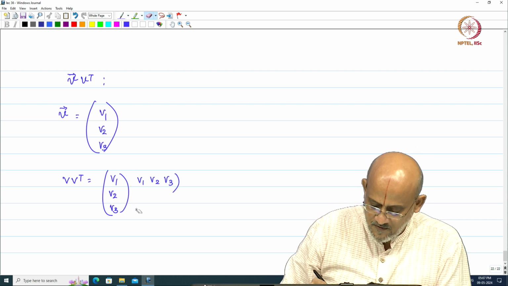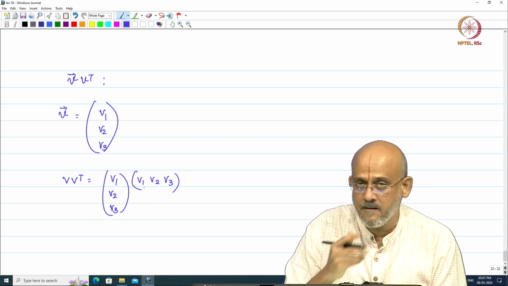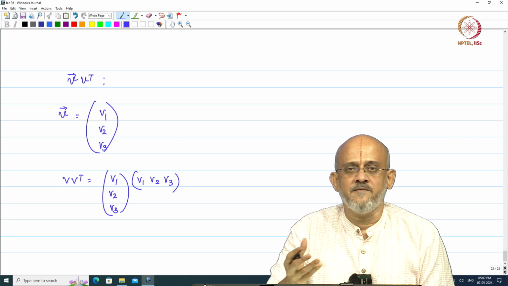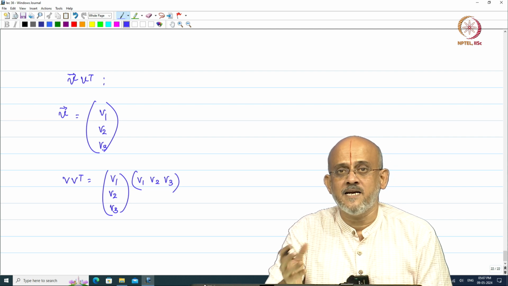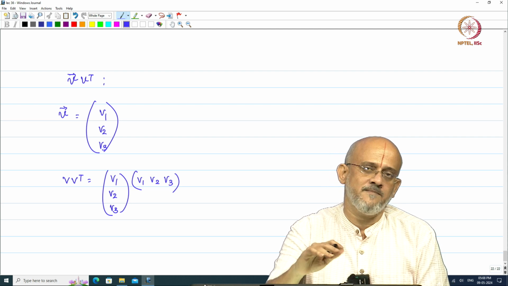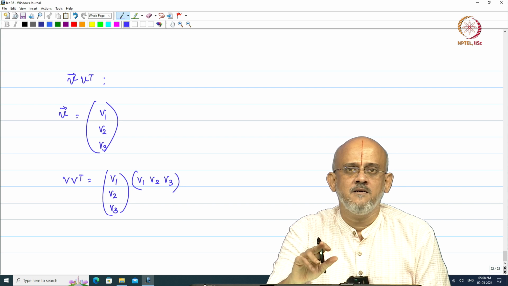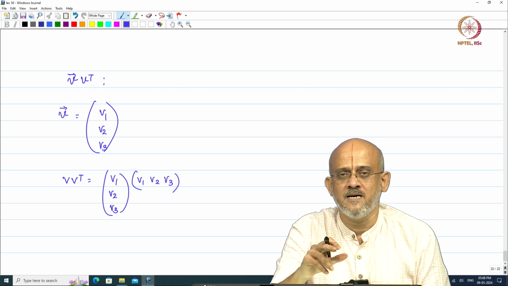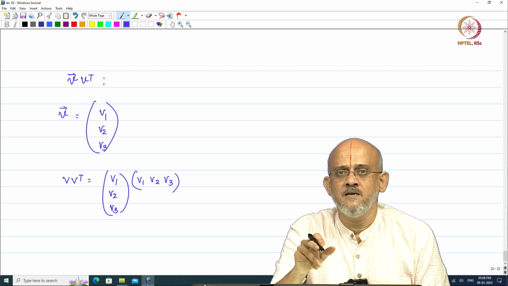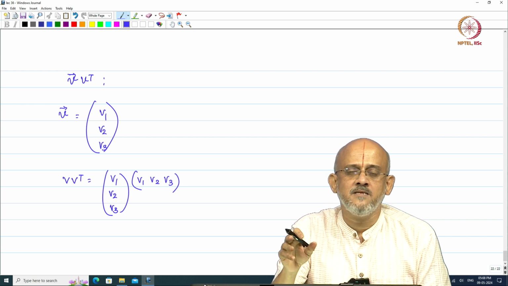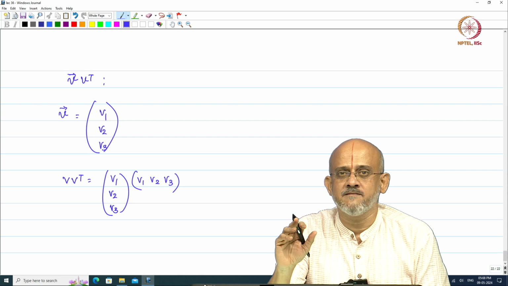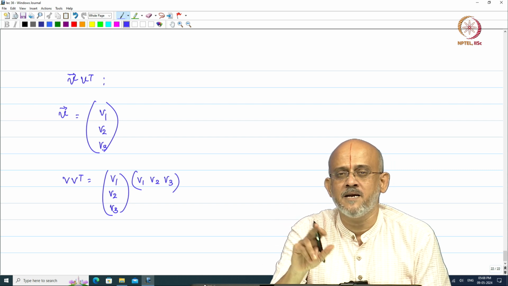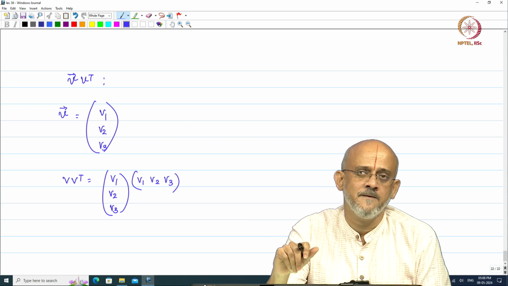Now if you had seen in the first couple of lectures of this course where we dealt with the idea of matrix multiplication, you can multiply two matrices provided the number of columns in one is equal to the number of rows in the other. You can't multiply an m by n matrix with another m by n matrix, you can only multiply an m by n matrix with an n by m matrix, right.